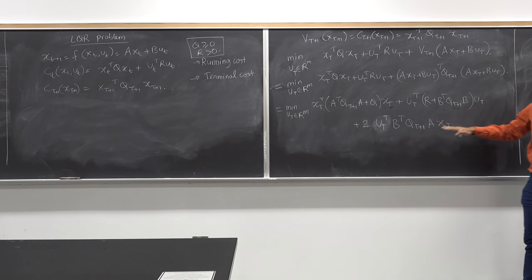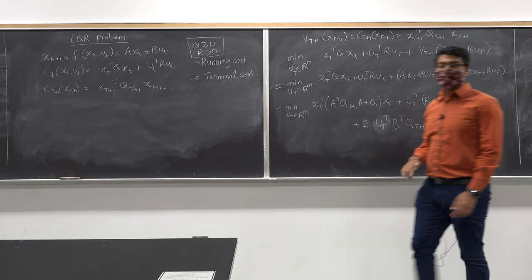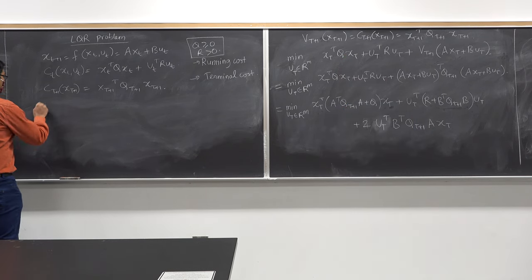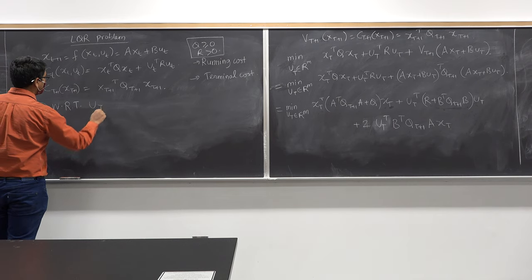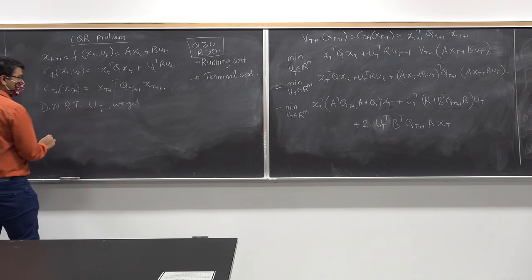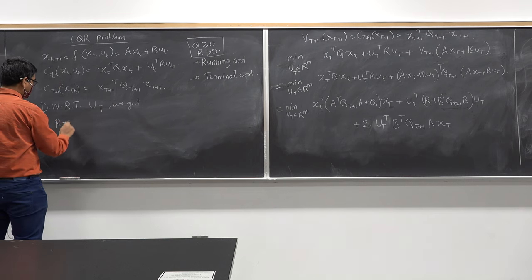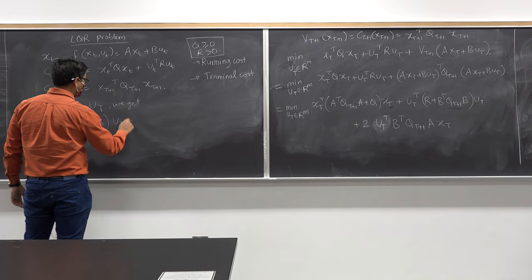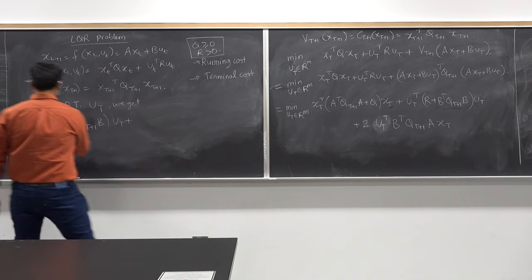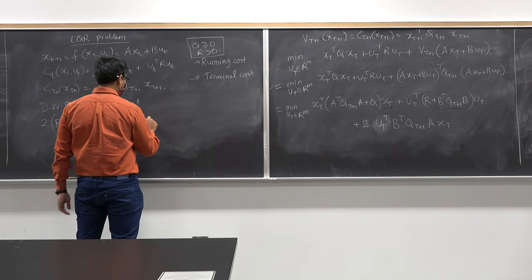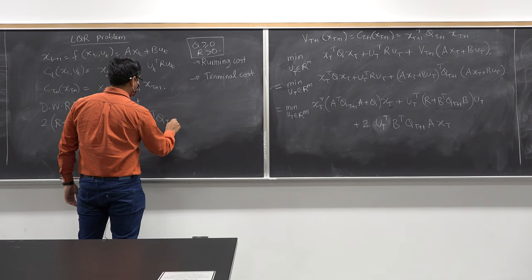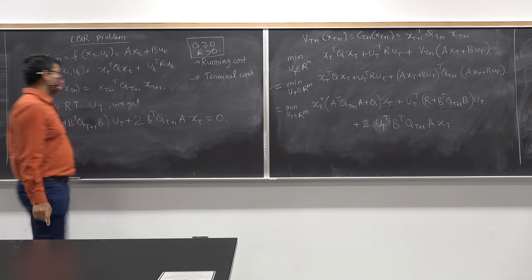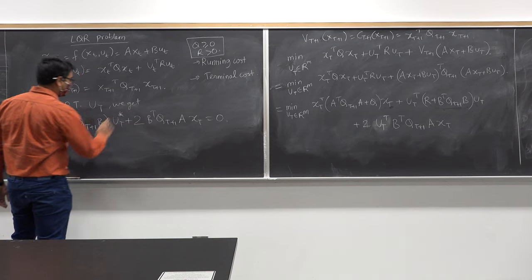This is linear in u t, so I don't care about it. This is quadratic in u t with a positive definite matrix here. So it's convex in u t, so how do I solve for an optimal solution? I just differentiate and set it equal to zero. So differentiating with respect to u t, we get 2 times (R plus B transpose Q t plus 1 B) u t plus 2 B transpose Q t plus 1 A x t equals 0, at u t star. That's at the optimal solution.